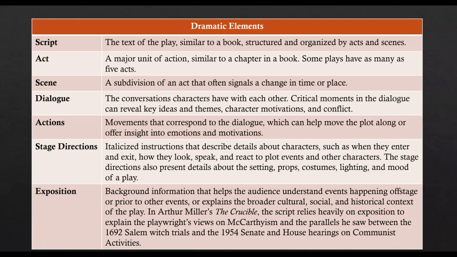Lastly, we have the exposition, which is background information that helps the audience understand events happening off stage prior to other events or explains a broader cultural and socio-historical context of the play. In Arthur Miller's The Crucible, which is what we're going to be reading, the script relies heavily on exposition to explain the playwright's views on McCarthyism and the parallels he saw between the 1692 Salem witch trials and the 1954 Senate and House hearings on communist activities, which we'll discuss later in these notes.